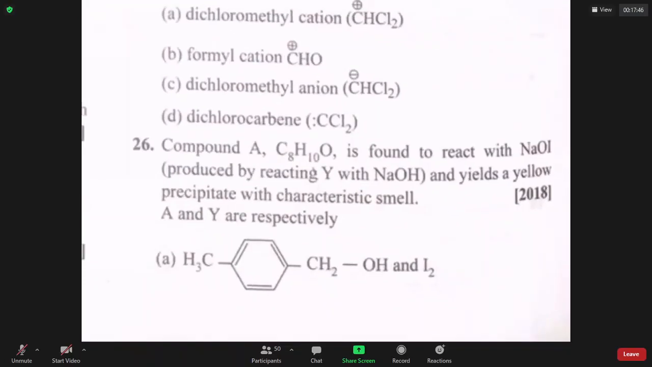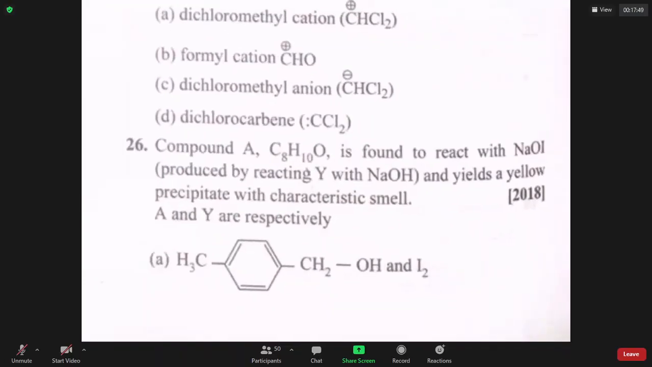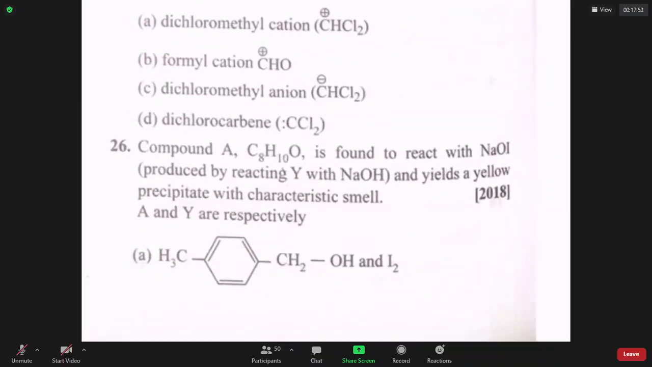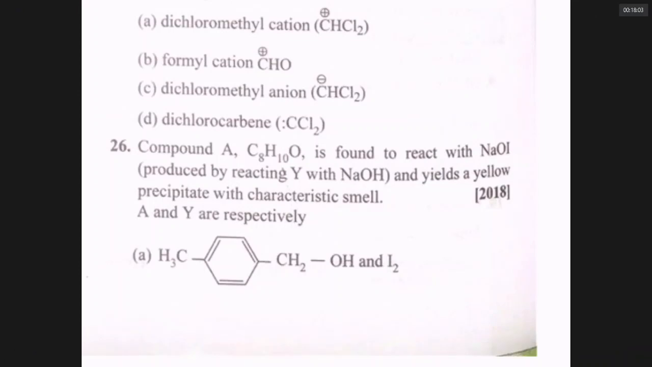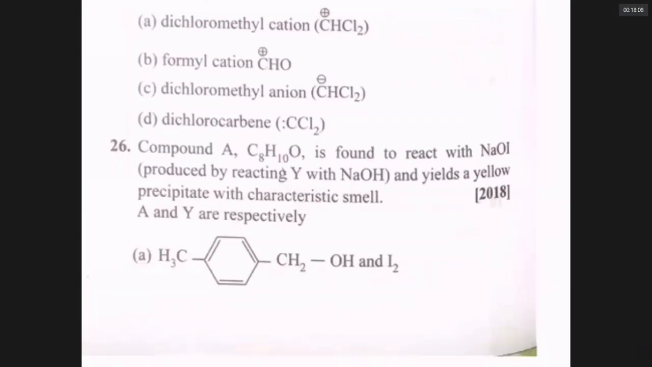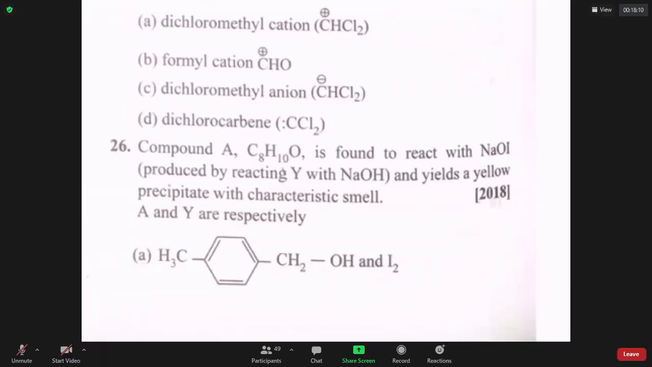Look at question number 26. Let us see whether we can answer this. C8H10O is found to react with NaOI. Sir, NaOI means a mixture of NaOH and iodine, the haloform reaction. Whenever they say something is reacting with NaOI, immediately think that it is NaOH plus I2, and that it is a haloform reaction. That yields a yellow precipitate, which means you are getting CHI3.